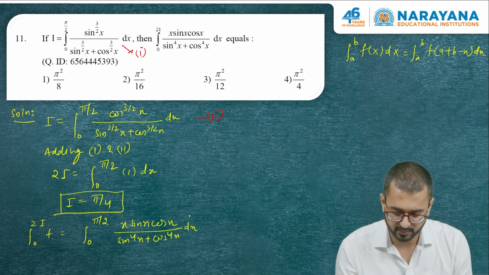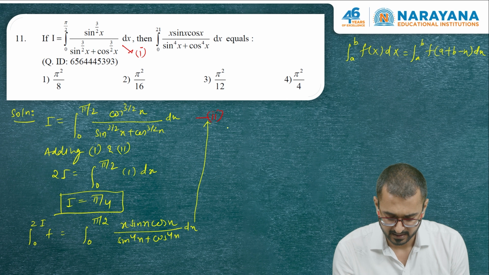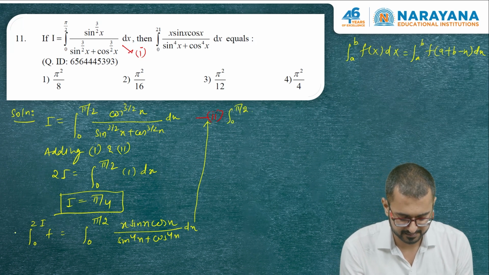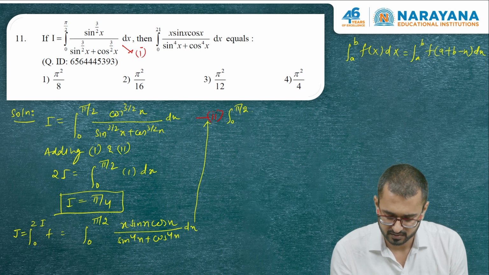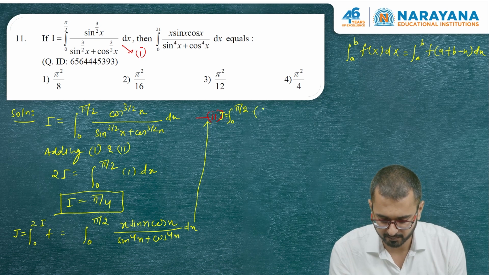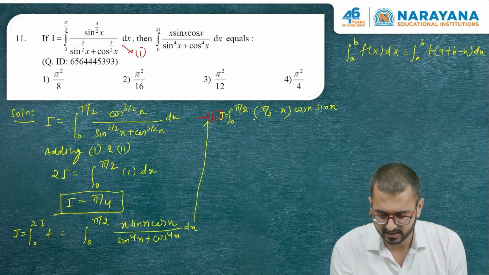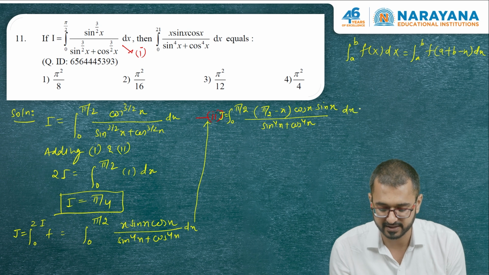Again we will apply the same property, so I'll be getting 0 to pi by 2. This I'll call J, the integral. So this is also J only, so J equal to 0 to pi by 2. Now write down there: pi by 2 minus x into, again this will become cos x, this will become sin x, and the denominator again remains the same. So sin power 4x plus cos power 4x dx.